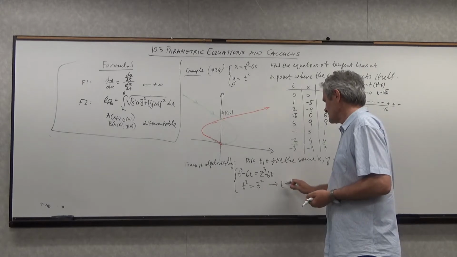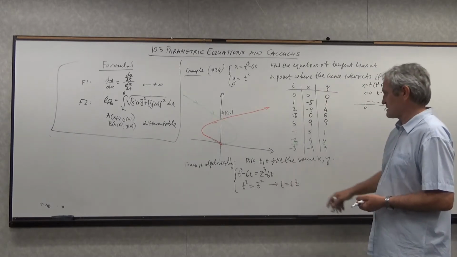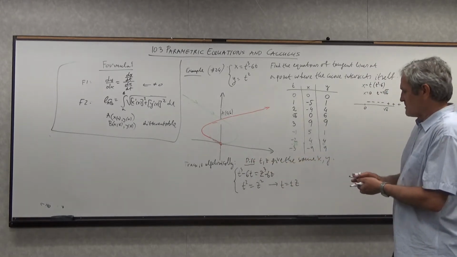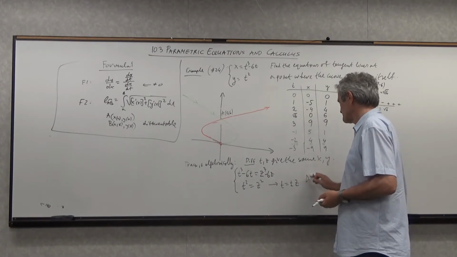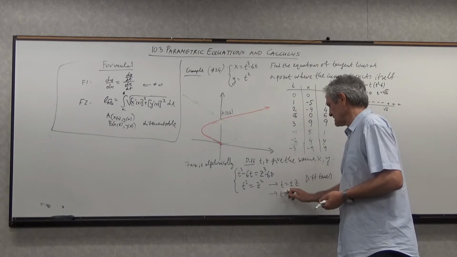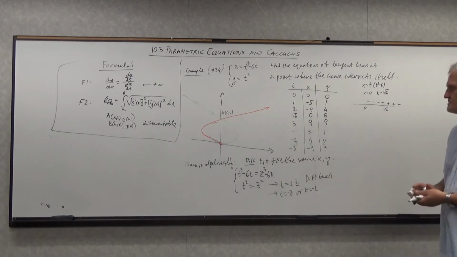I get t equals plus or minus z. It cannot be plus z, because then the times are equal, and we need different times. So t must be -z. So from here, different times. So it says t equals -z, or z is -t, which is the same thing.